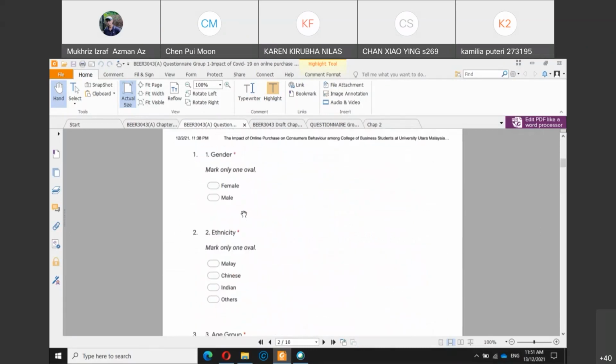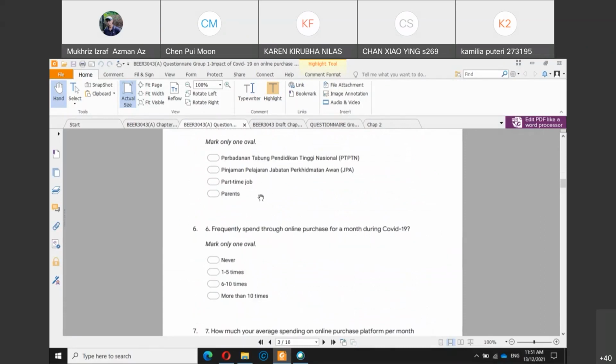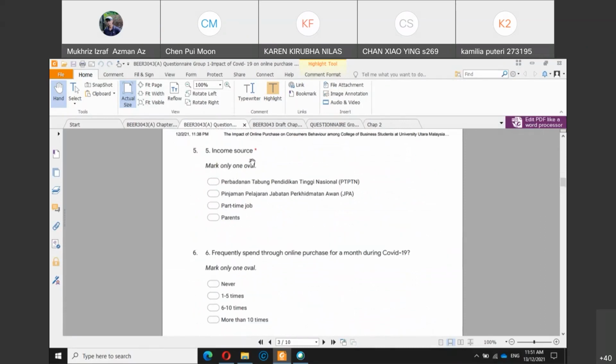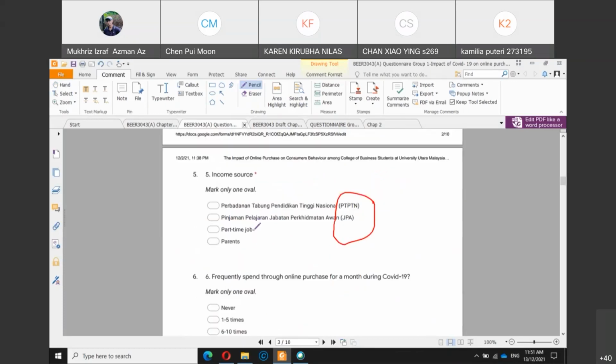For group 1, you are focusing on COB, right? So all of the six different schools under COB. But for the income source here, you need to add a bit more, because not only PTPTN and GPA, you have MARA and other different scholarships. I'm not sure how you came up with part-time job here.